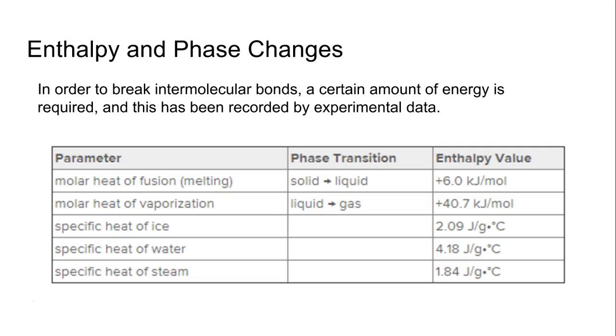So the molar heat of fusion is positive 6.0 kilojoules per mole, and that means that to melt water it takes 6.0 kilojoules for every mole of water. Molar heat of vaporization, or the boiling of water, takes about 40.7 kilojoules per mole. And then we have our specific heat of ice, specific heat of water, and specific heat of steam. So notice that each phase of water requires a different enthalpy value.